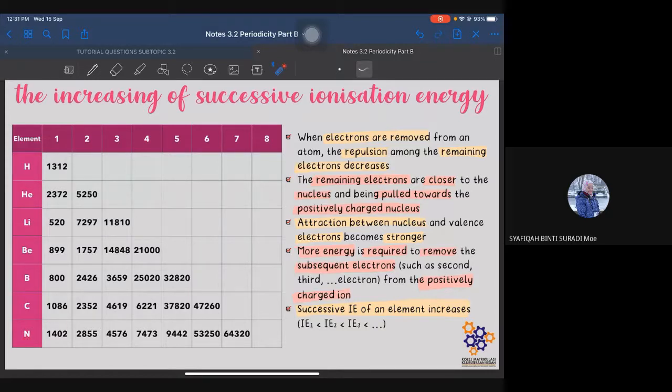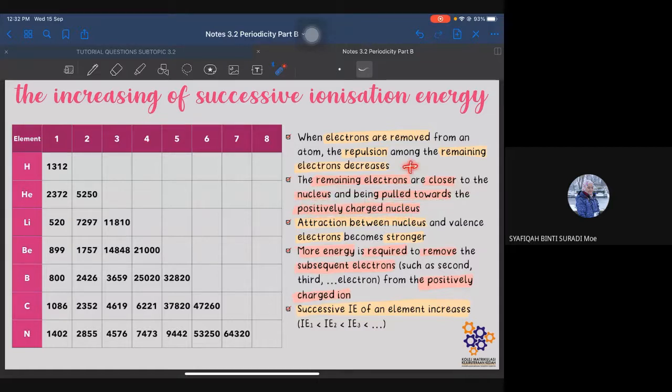Okay, so sebab untuk explain kenapa increasing of successive IE ni, kenapa IE sentiasa bertambah. Okay, so kita boleh kata when electrons are removed from an atom, repulsion among the remaining electrons decreases. Yalah, sebab kita remove electron, so electron makin kurang. So bila electron makin kurang dalam atom tu, makin kuranglah repulsion among the remaining electrons. So now bila kita dah ada kurang electron, tapi proton number remain the same. Okay, so dekat sini remaining electrons are closer towards the nucleus and being pulled towards the positively charged nucleus.